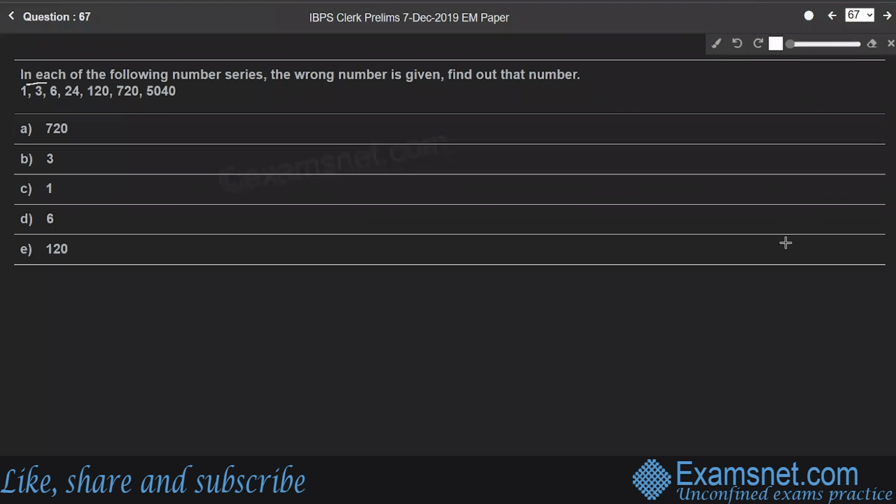Question 67. In each of the following number series, the wrong number is given. Find that number. The numbers are 1, 3, 6, 24, 120, 720 and 5040. Look at the last number, 5040. It is obtained by multiplying the last but one number, 720, by 7. When 720 is multiplied by 7, we get 5040.